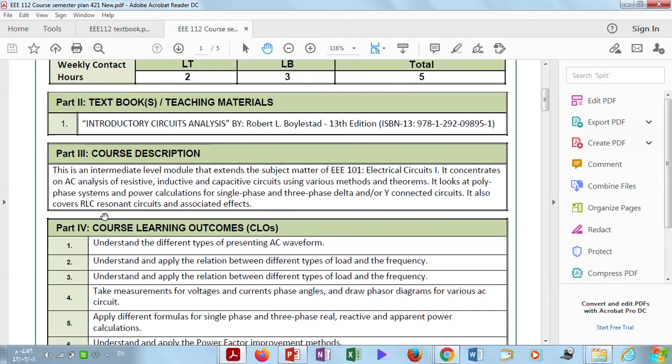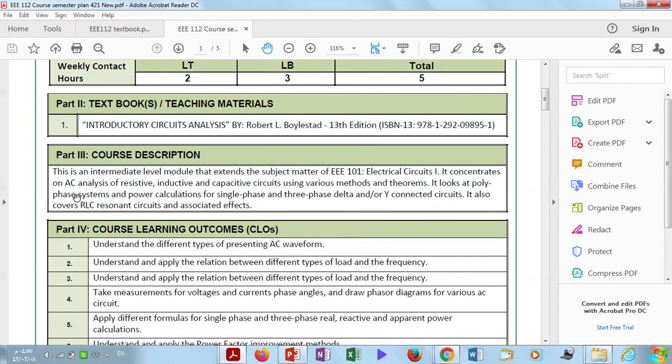For the course description, this is an intermediate level module that extends the subject matter of Circuit 1. It concentrates on AC analysis of resistive, inductive and capacitive circuits. Not like Circuit 1, where we concentrated only on resistive elements. Circuits are analyzed using various methods and theorems. It looks at polyphase systems. Polyphase system means we'll concentrate on the three-phase system.